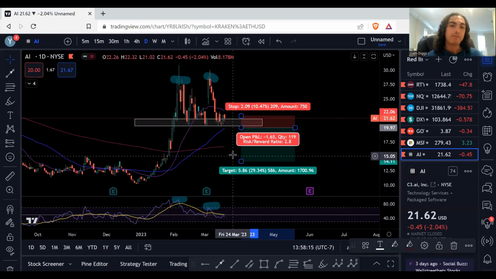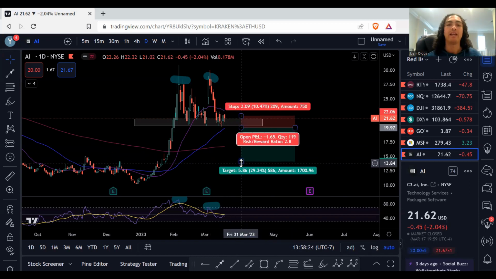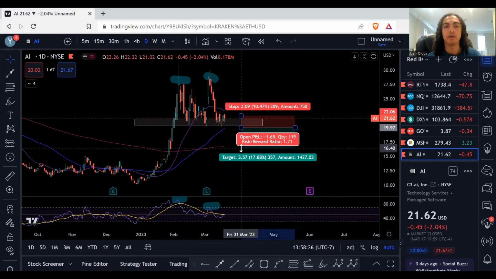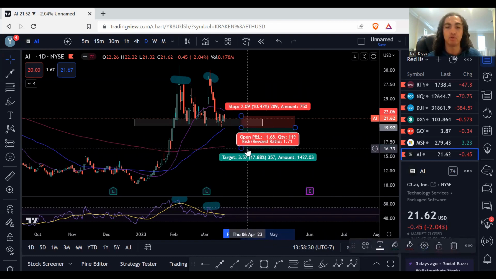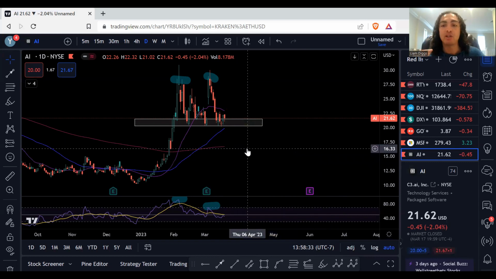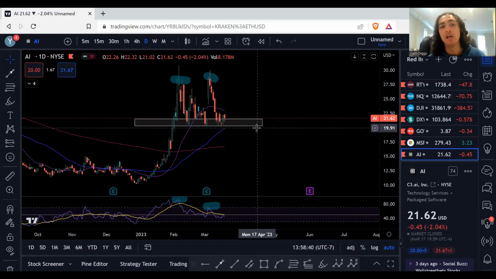The only thing to note, we have to get through the 200-day moving average to get there. I don't see that being a huge problem, but if you were a little bit less risk averse, you could set it right about here and still have about a 1.71 risk to reward ratio. So that is the trade of the week. Wait for the break below. I would enter at about $20-ish, but please do your own analysis and your own risk to reward ratios. Do whatever you feel comfortable with.